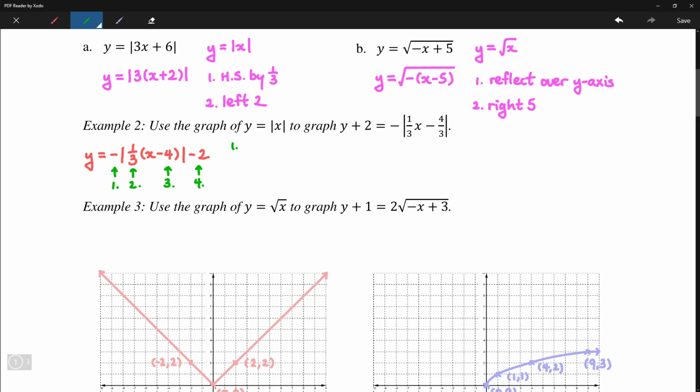Let's look at what each one is doing. Number 1, the negative sign is a reflection over the x-axis, so the graph will be upside down. Number 2, there is the 1/3, which means there's a horizontal stretch by 3. The third transformation is the x minus 4, which means the graph moves right 4 spaces. And finally, the fourth transformation, minus 2, so down 2 spaces.